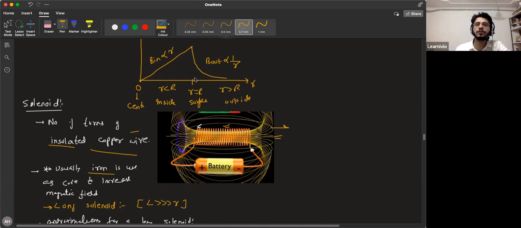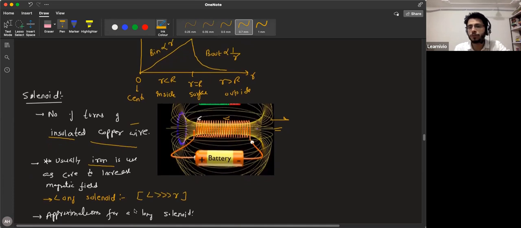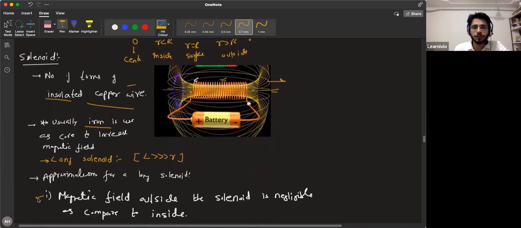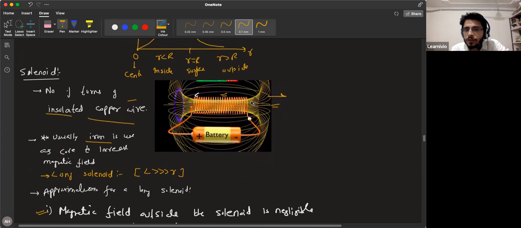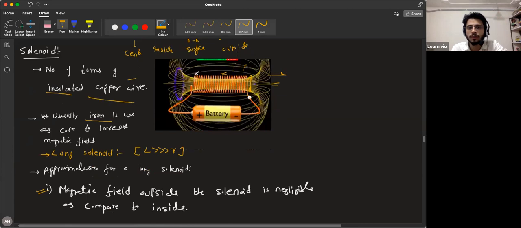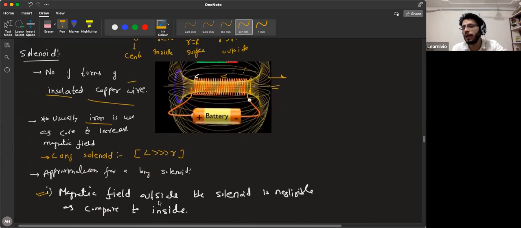The next are approximations for a long solenoid. If you have a long solenoid, then you can use certain approximations. The first approximation is that the magnetic field outside the solenoid is negligible. You can look at the field lines also. Inside the solenoid, field lines are very close. That means the field is very, very strong. But when you go outside the solenoid, there are a very small number of field lines. Means the magnetic field is very, very weak. So the magnetic field outside the solenoid is negligible as compared to inside.